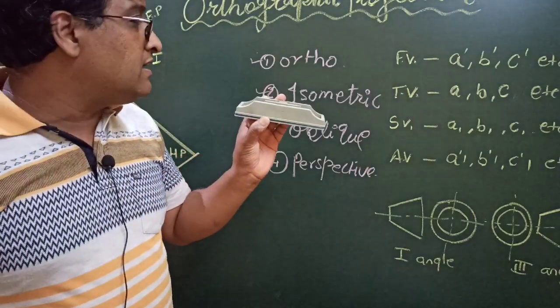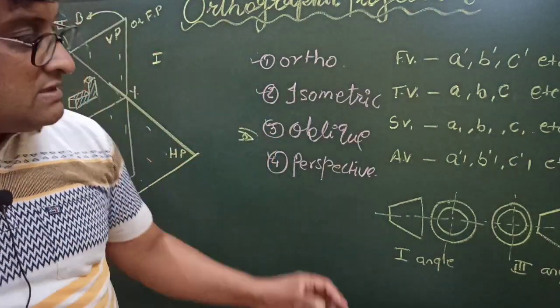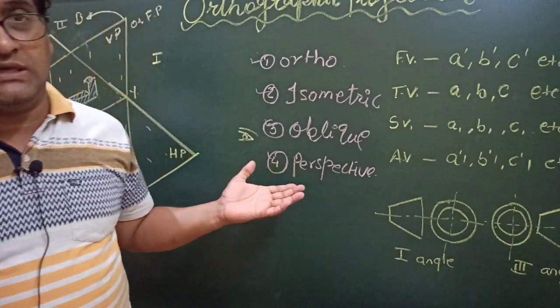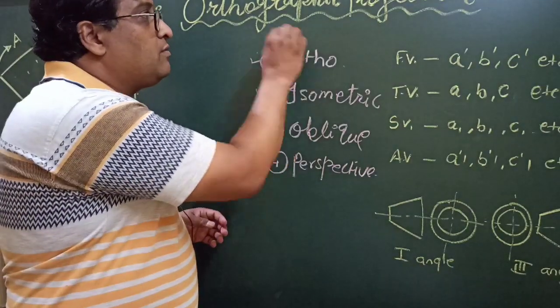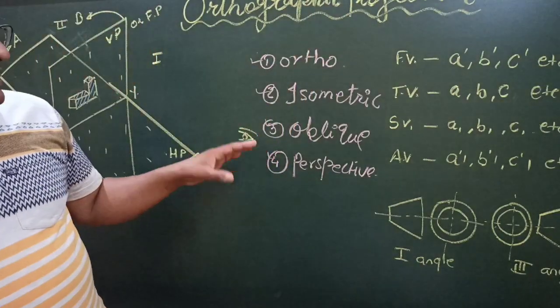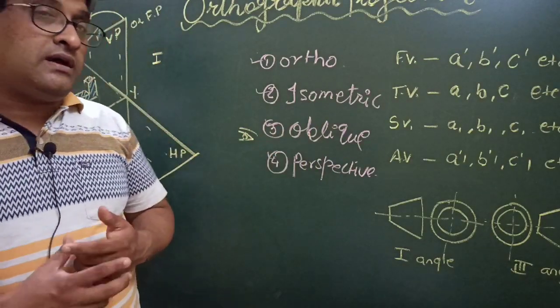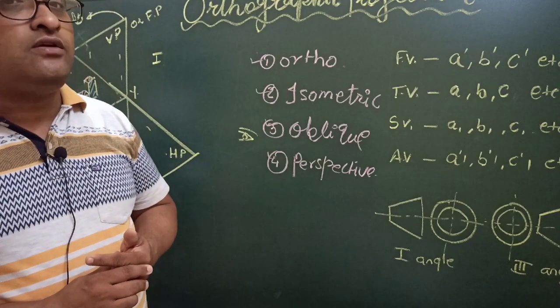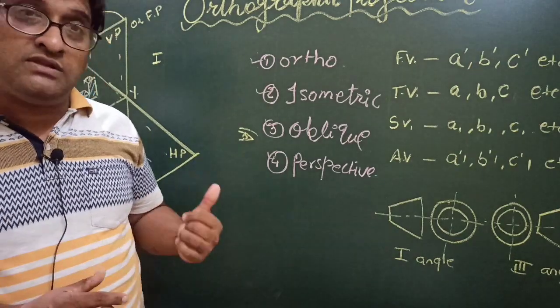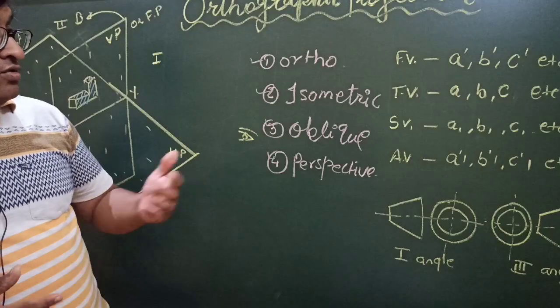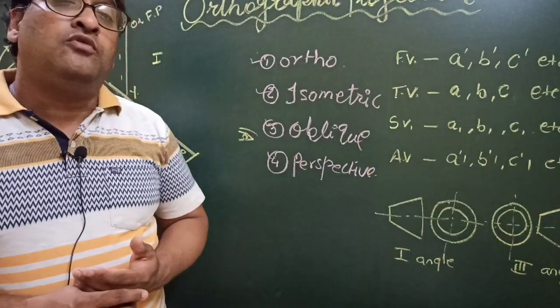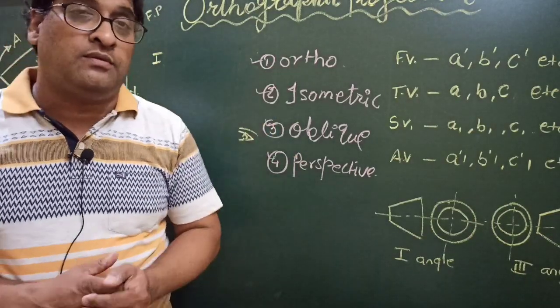We will be talking about that later on, but before that, let us introduce all these four methods. We will talk about orthographic projection in this video. Isometric projections I have already covered in my other videos. I will provide the link of those videos in the description section of this video also, so that you can go through that. Oblique and perspective I am going to upload after orthographic projection.